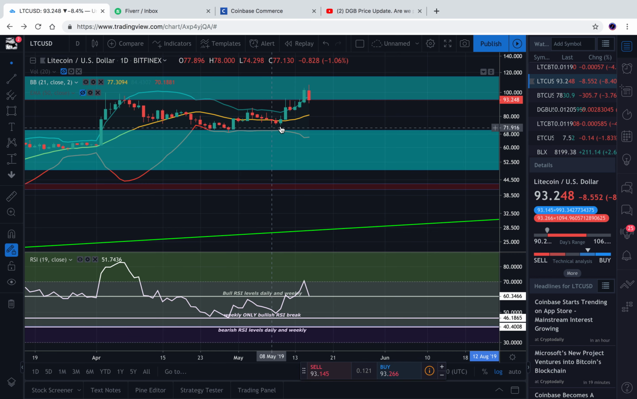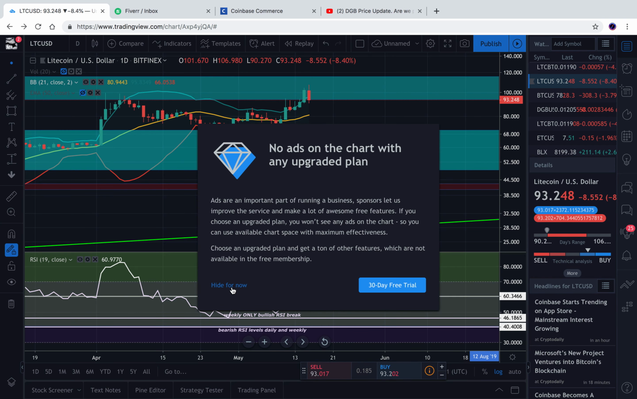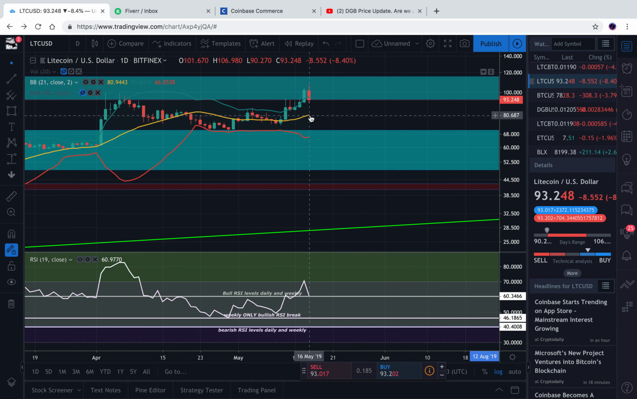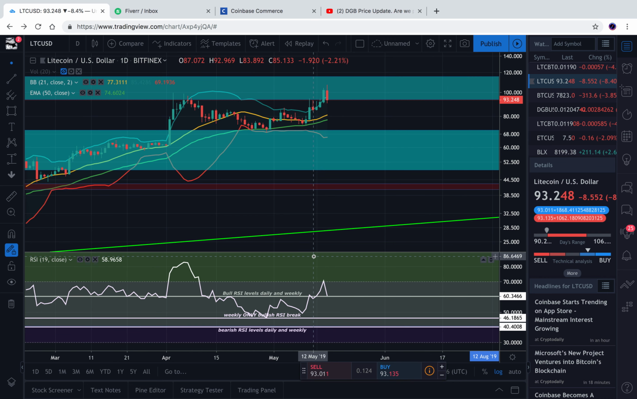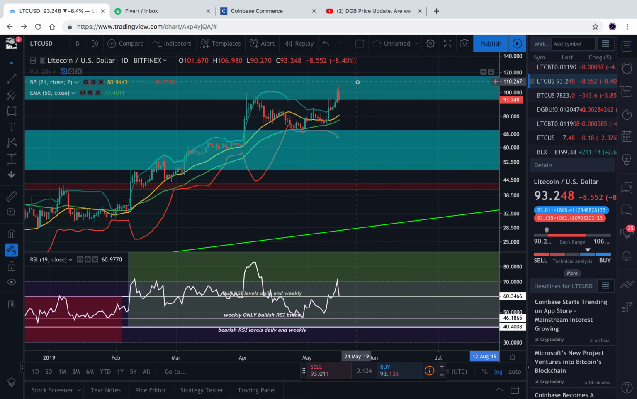The bottom Bollinger Band has expanded a little bit, but it looks like it's going to start curving back up once we start correcting slightly. We also have the 21-day moving average there, and the 50 right below it. So those averages are going to start pulling up. The bottom Bollinger Band will start pulling up, and hopefully we get a bounce off this 60 on the RSI, and then we make another leg up.